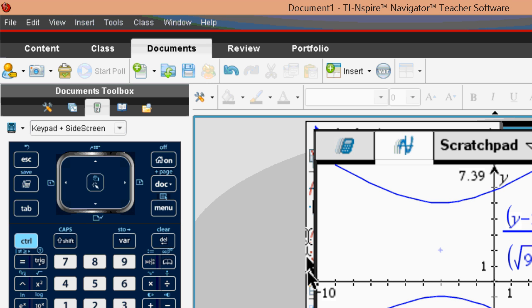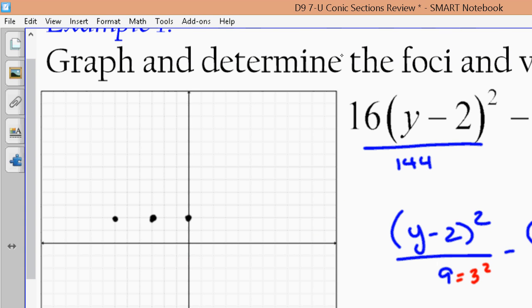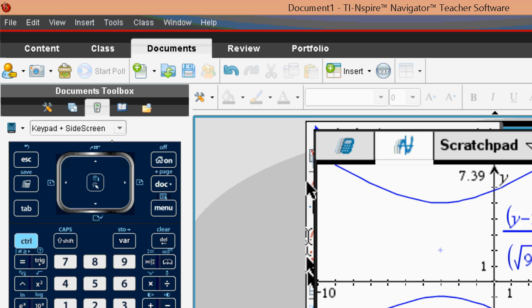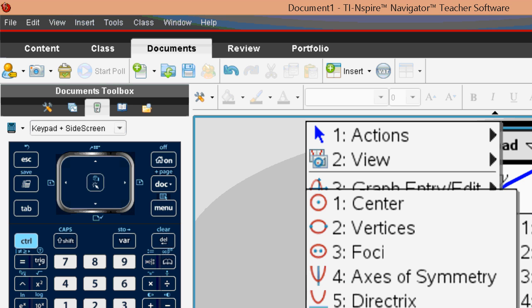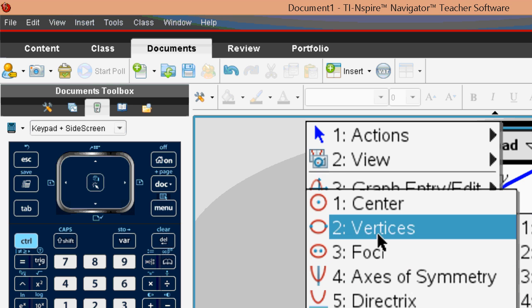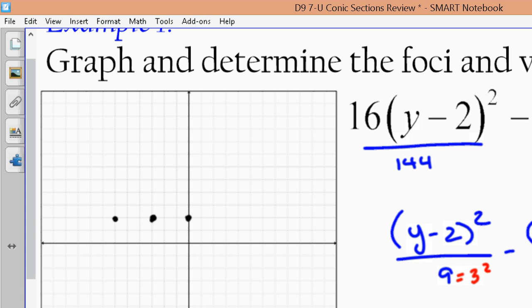There's my hyperbola. Now the problem asked us not just to graph that hyperbola, but also to determine the foci and vertices. Here's what the calculator can do for us. If we go to Menu, choose Analyze Graph, go to Analyze Conics, we can find foci and vertices. I'll choose vertices first. You highlight the shape, press Enter, and it'll give you the 2 points. Those are my vertices.